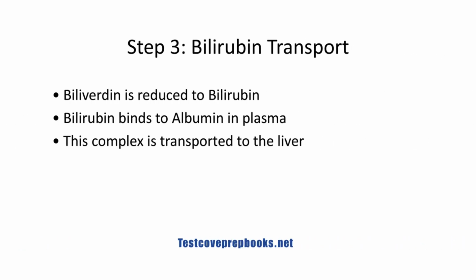Step 3. Conversion to bilirubin and transport. Biliverdin is reduced to bilirubin. In the blood, bilirubin binds to albumin, and this bilirubin-albumin complex is transported directly to the liver.